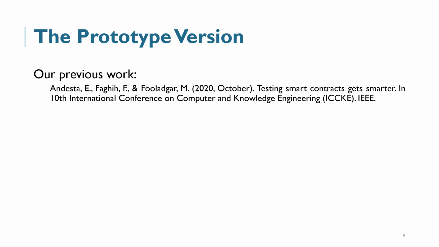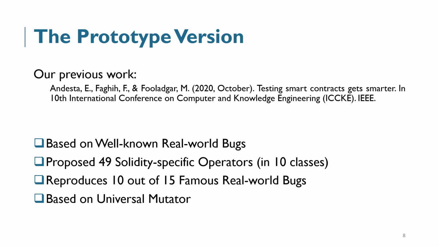To evaluate our framework, we have implemented our prototype version using mutation operators from our previous work. This work conducted a comprehensive study on real-world known bugs for smart contracts and designed mutation operators based on these faults. It proposes 49 Solidity-specific mutation operators in 10 classes that can reproduce 10 out of 15 famous Solidity real-world most expensive bugs. This work also published a regex-based mutator tool by extending the Universal Mutator tool with these mutation operators.